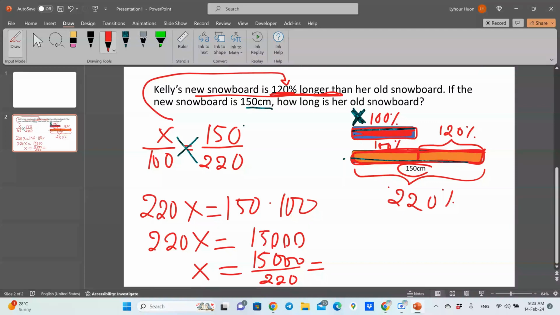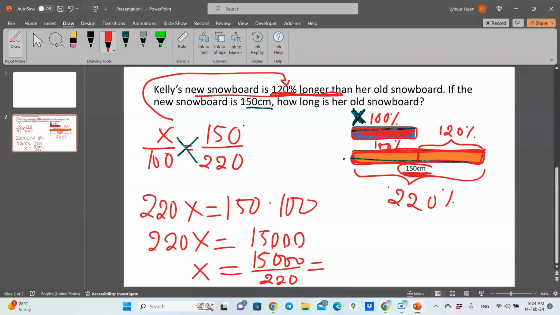681? Sorry. So the old one should be smaller than, right? Logically, the small one should be smaller than the new one because the new one is longer. So if it's more than 150, that's not the answer. Right?